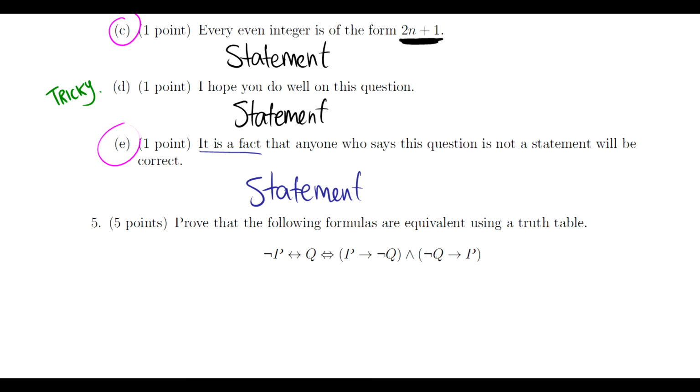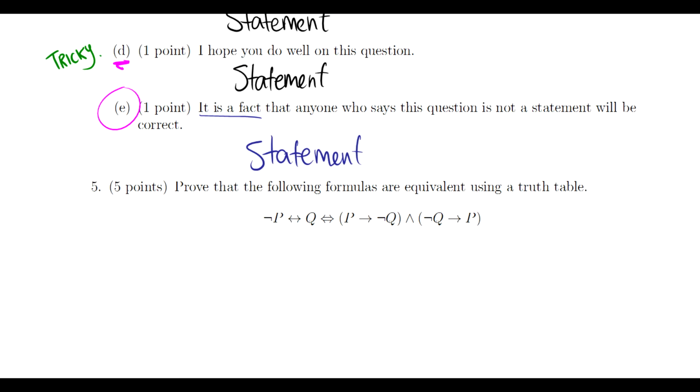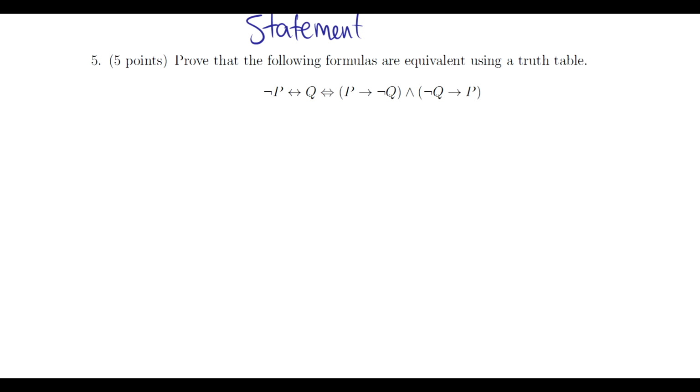C and E, I tried to fool you, and D, I fooled myself, and, well, it's kind of tricky. So, would I expect you to get at least 3 out of 5? Yeah. Not too bad. Okay. Prove the following formulas are equivalent using a truth table.